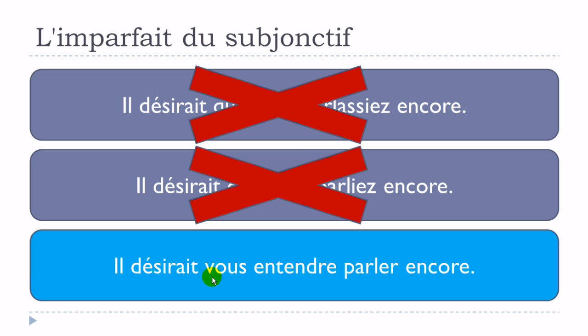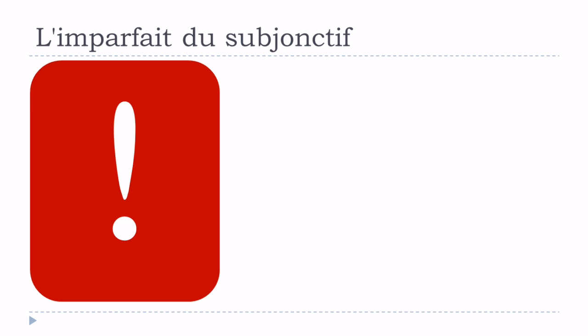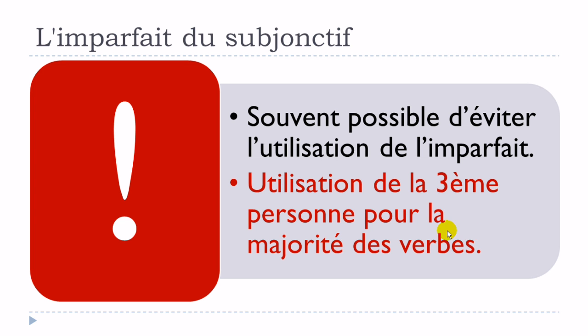Okay, so there are some ways to avoid using le subjonctif, and one of the reasons, in this situation, is that l'imparfait du subjonctif is not used anymore, and so we try to find some ways to avoid using this imparfait du subjonctif. So, il désirait vous entendre parler encore. Souvent possible d'éviter l'utilisation de l'imparfait du subjonctif. So, as I said, it's often possible to avoid using this form of the imparfait du subjonctif, okay?